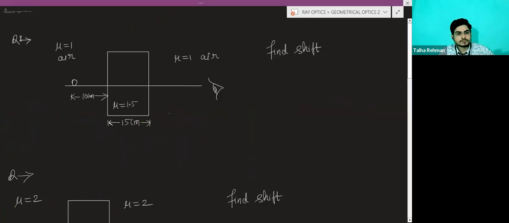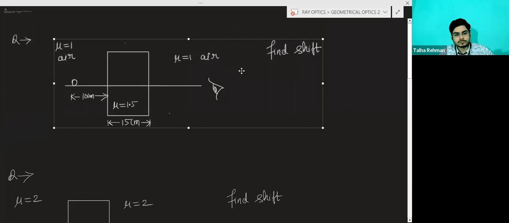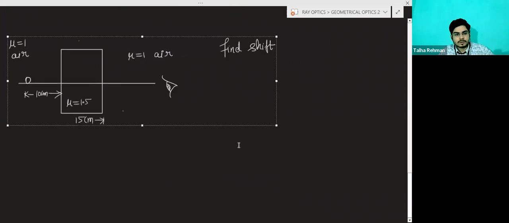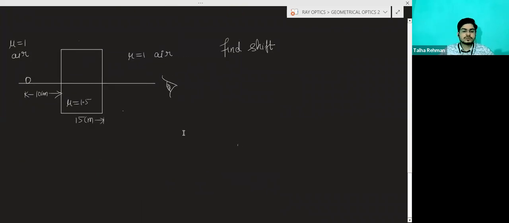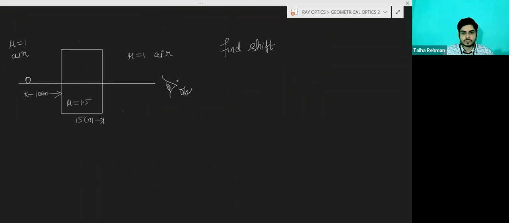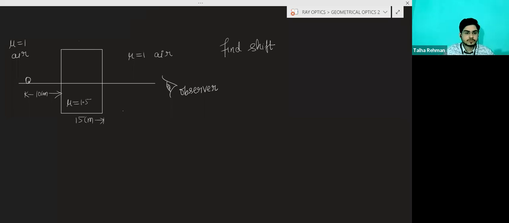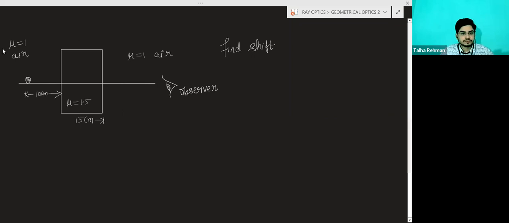First question. In this question, they are saying that there is a glass slab. You can see here, and around the glass slab there is air. Here is also air, and this is the object place, and here is the observer. This observer is looking through the glass slab at this object. Okay, this is the object here. We can just increase the size.